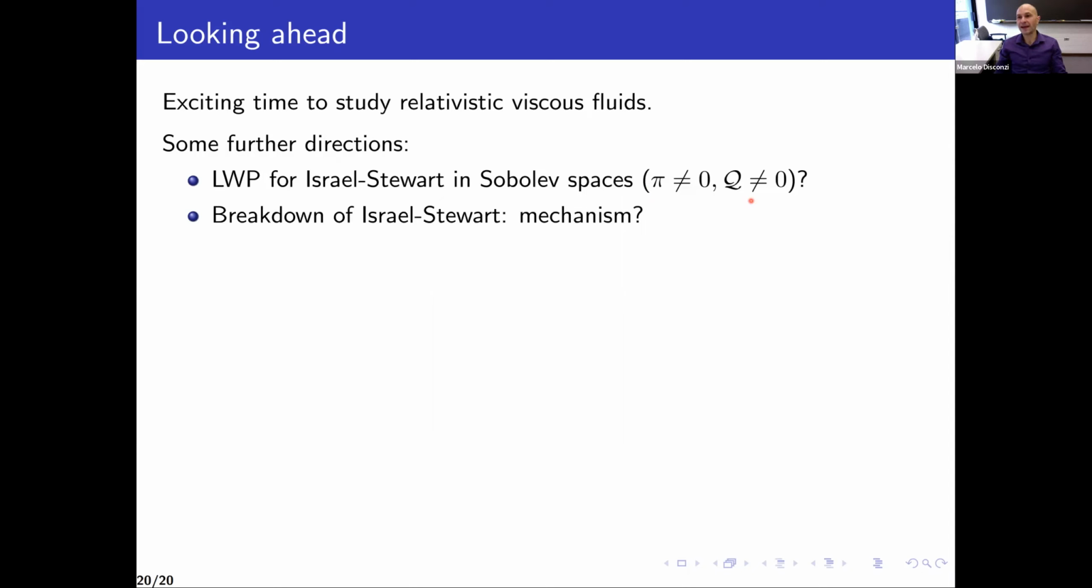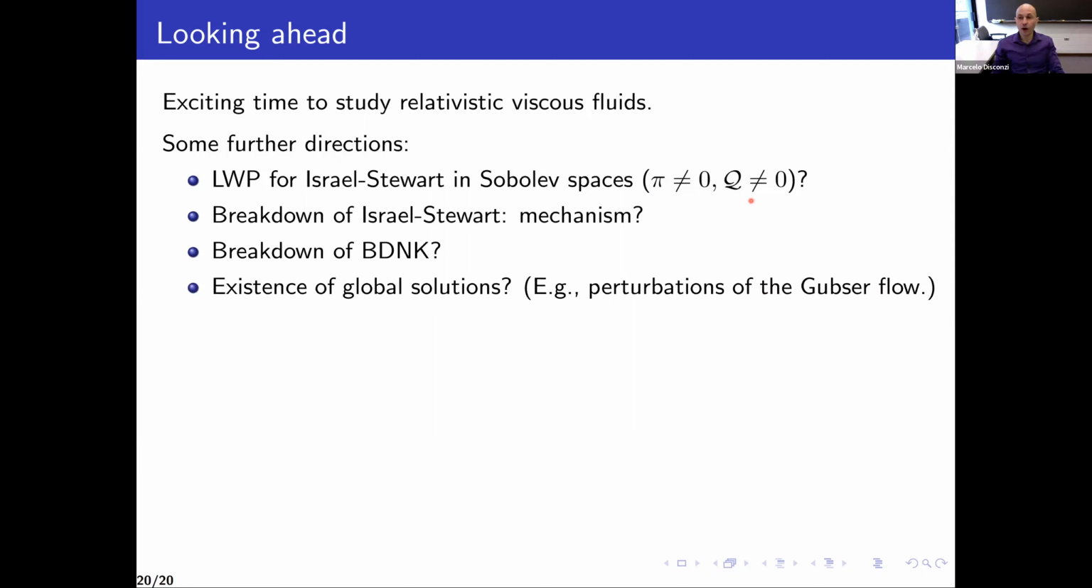So we would like to understand the mechanism of breakdown. And you can also try to prove some similar breakdown result for BDNK. That hasn't been done. We can also go in the other direction. Instead of breakdown, we can try to prove existence of global solutions. So for this, there exist some very specific special flows that physicists use.